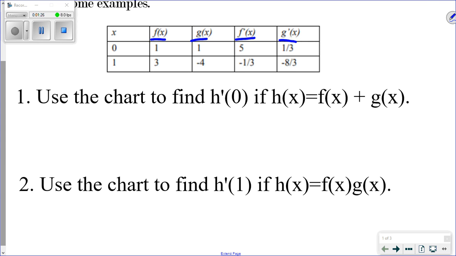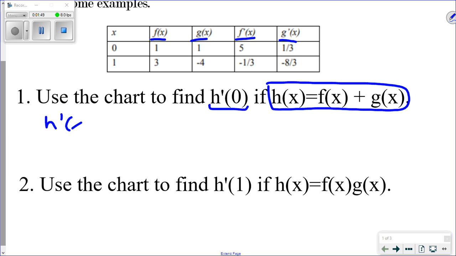Use the chart to find h prime of 0 if h of x is equal to f of x plus g of x. Okay, so this is what we're finding the derivative of. Because remember, h prime means derivative. And then h prime of 0 means we're going to find the derivative, but then substitute x with 0. So let's just start with h prime.